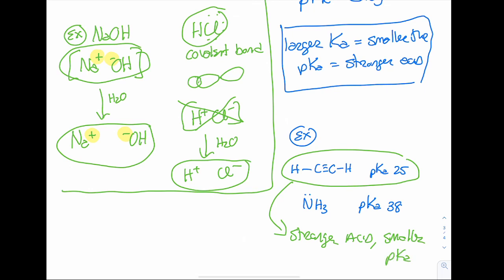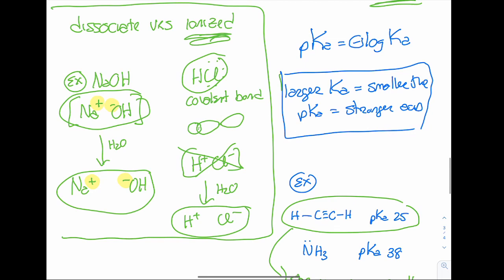pKa. So if I gave you a couple acids and I gave you either pKas or Kas, be able to tell me which one is stronger, which one's weaker, it's really just remembering this. That's all there is to it. We're not going to have to calculate it. You don't need to get out your calculator at any point in this chapter. So larger Ka, smaller pKa, stronger acid.